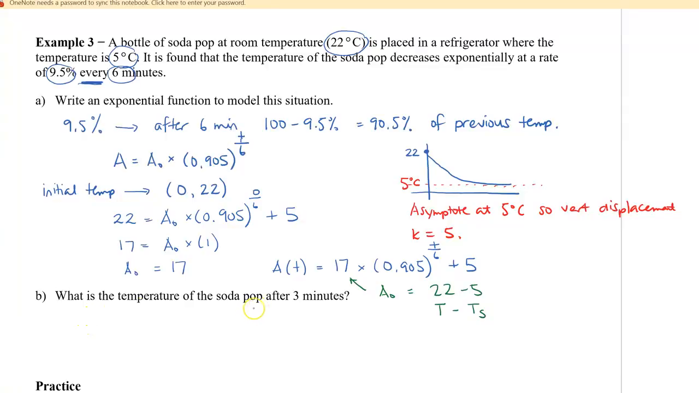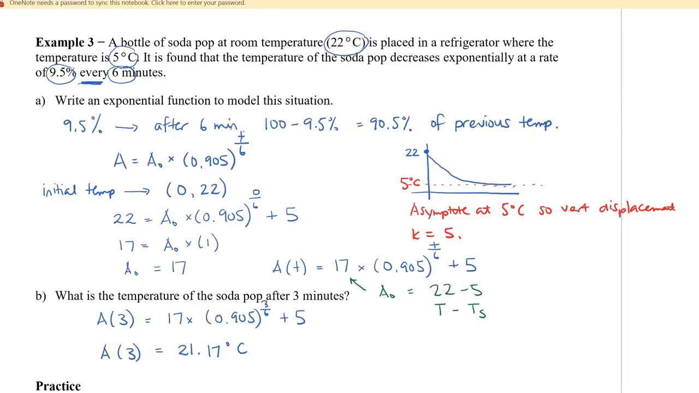What is the temperature of the soda pop after 3 minutes? After 3 minutes, because the 6's are also already in minutes, we can go 17 times 0.905 to the power of 3 over 6, plus 5. Plugging this into my calculator, I get 21.17 degrees Celsius.